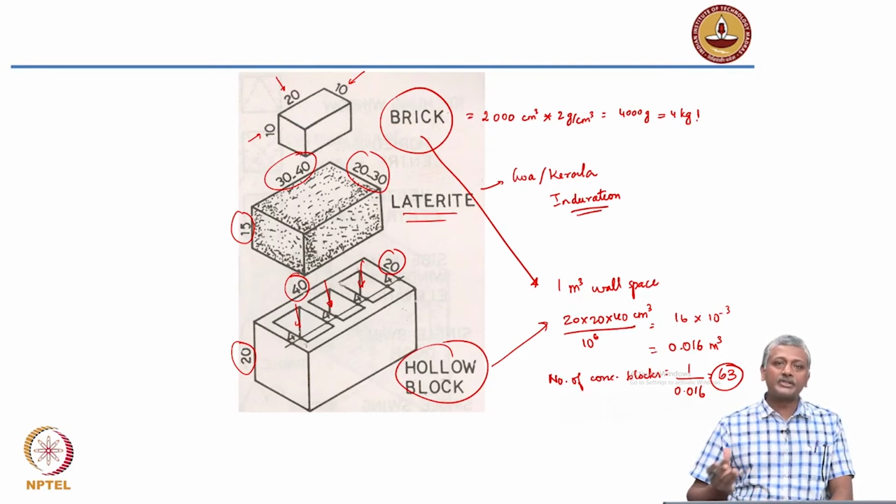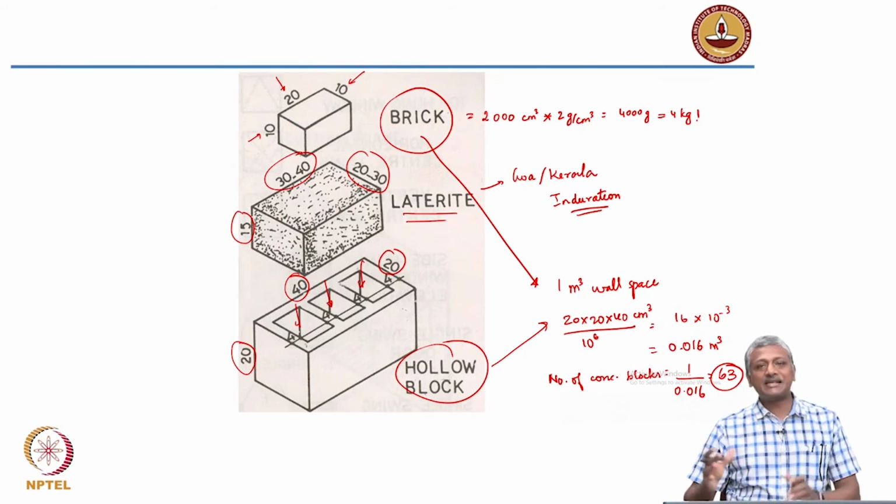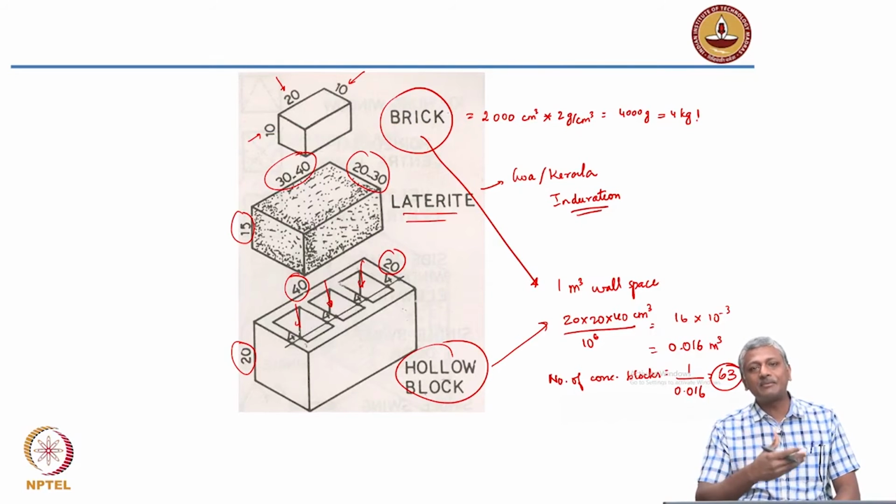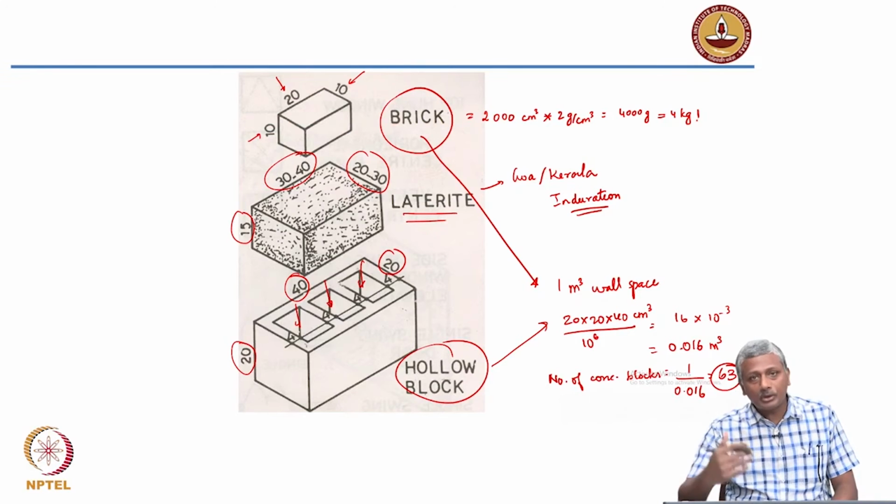First of all, you have reduced its weight by making it hollow so that it is easy to handle by one person, and then you can actually place much lesser number of blocks to build up the same level of wall space that you would have needed for 500 bricks. So there are major advantages in productivity, obviously, because in a day's work, a mason can lay many more concrete blocks as opposed to bricks.